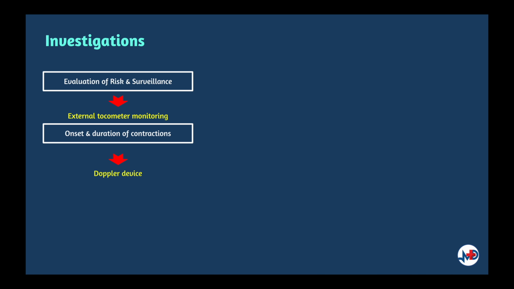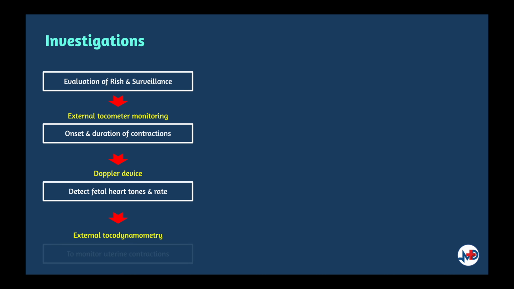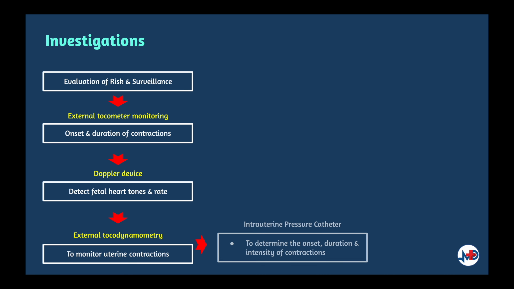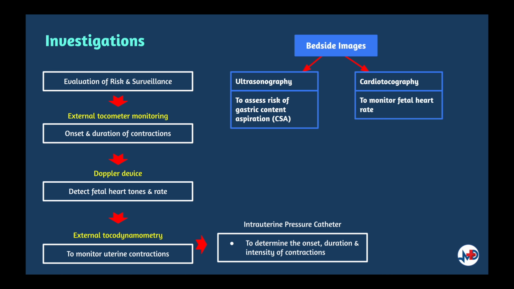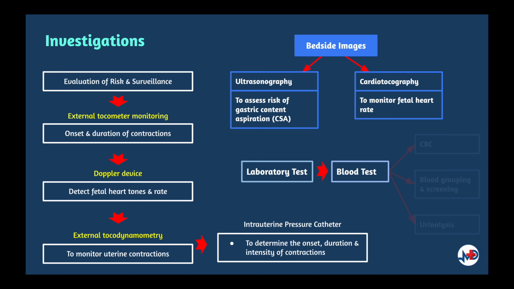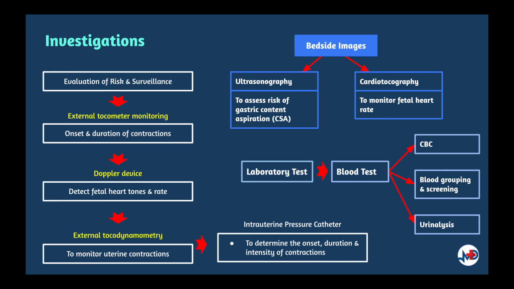All pregnancies require a thorough evaluation of risk and close surveillance. As soon as the mother arrives at the labor and delivery suite, external tocometer monitoring for the onset and duration of uterine contractions and use of a Doppler device to detect fetal heart tones and rate should be started. In the presence of labor progression, monitoring of uterine contractions by external tocodynamometry is often adequate.